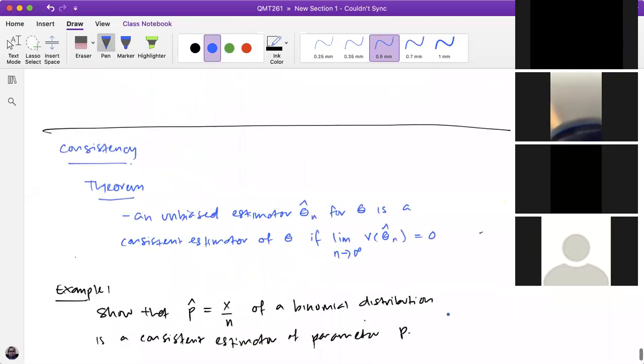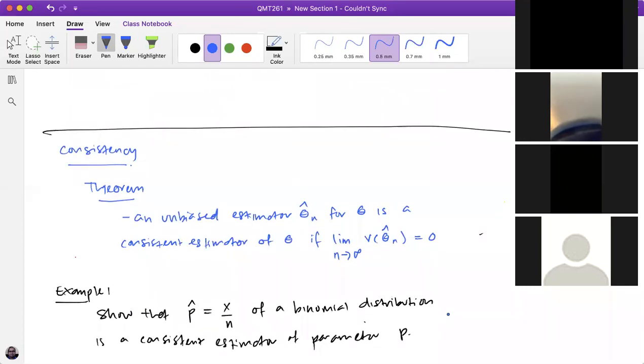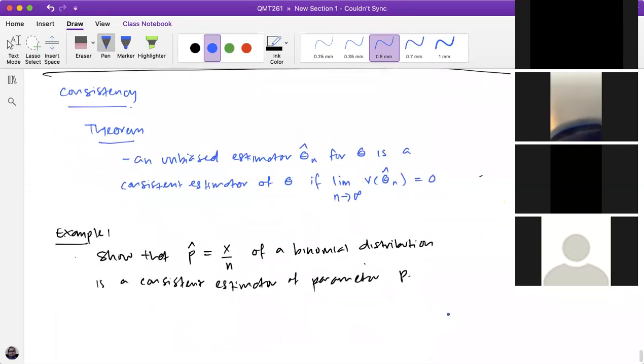So now we try to look at the last topic for properties of a good estimator. The last topic for a good estimator is consistency. It means we want each estimator to be consistent, right? When we do a prediction, we do the estimation, we want the estimator to be consistent.